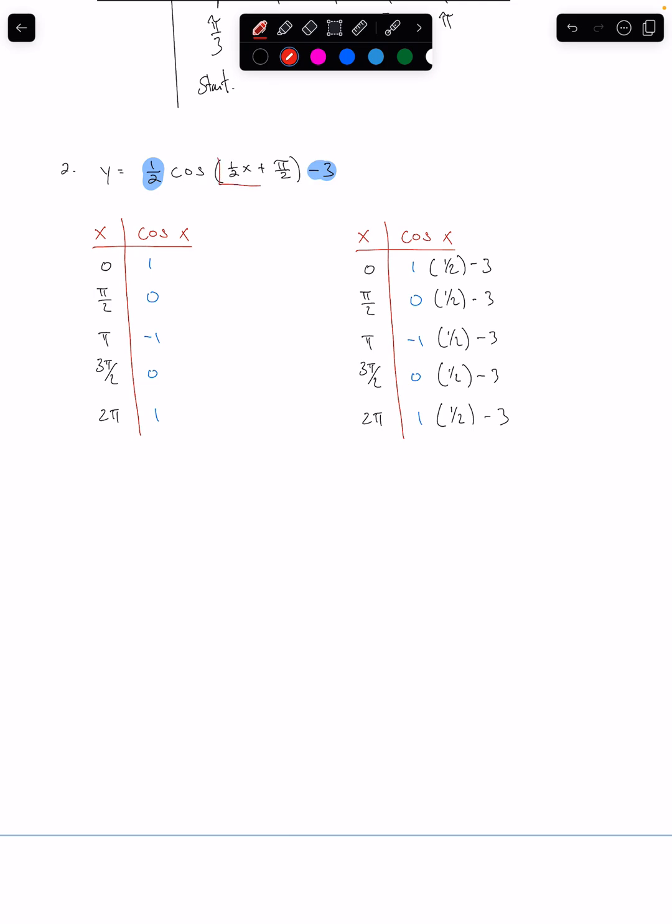So all I'm going to do is take this whole argument here, and I'm going to say 1/2 x plus pi over 2 is going to equal 0. So I'm going to do that down here. So 1/2 x plus pi over 2 equals 0. I'm going to subtract pi over 2 on both sides. So I get 1/2 x equals negative pi over 2. And then I'm going to multiply by 2 on both sides. That goes away. x equals negative pi. Okay, so there's my start.